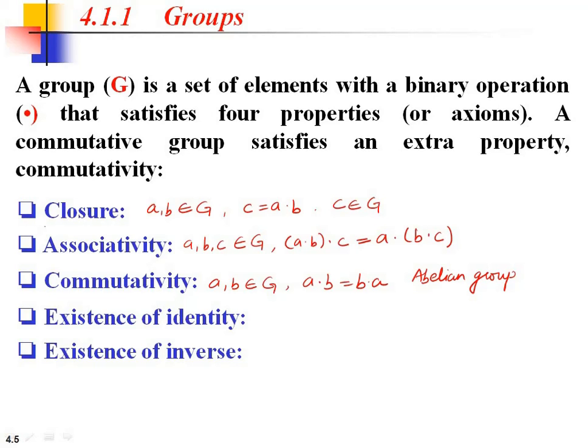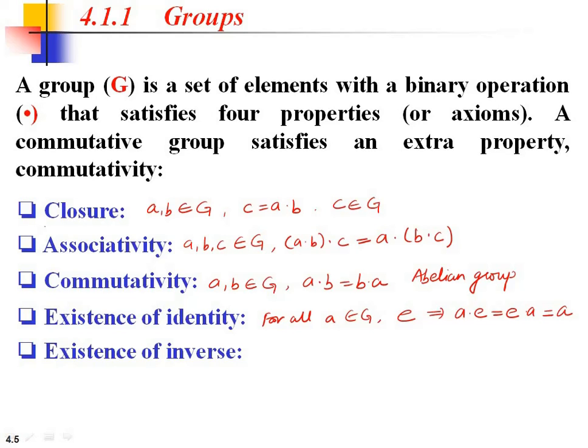Then the fourth property is the existence of an identity. For all the elements A that belong to G, we have an identity element that is denoted as E, and for that identity element, A dot E is equal to E dot A, which is equal to A. So whenever we perform this dot operation with the identity element, the result will be the original element itself.